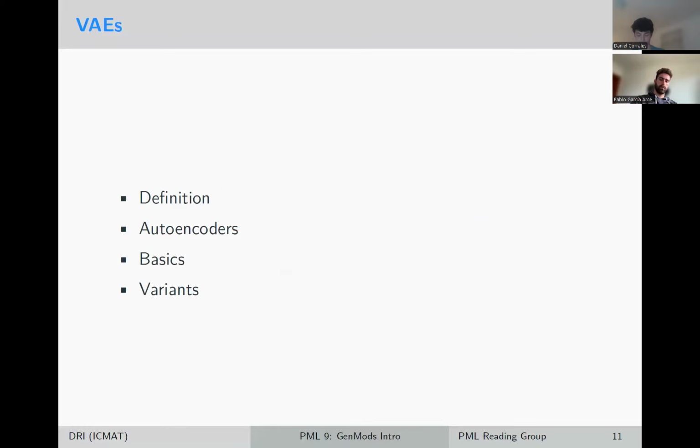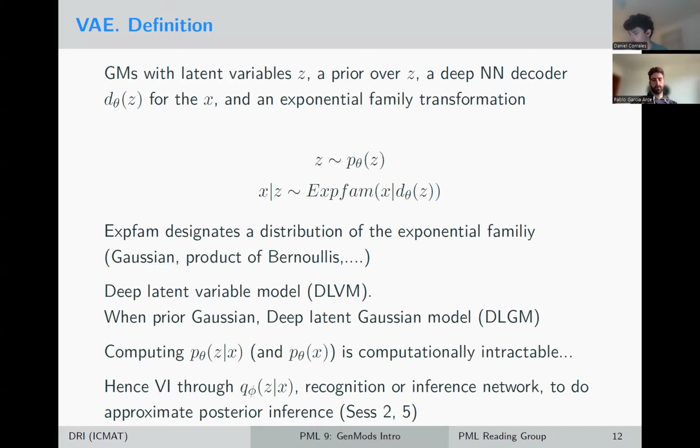So for variational autoencoders, what I'm going to do is define them. Then I'll put them in context with autoencoders, which are a family of neural network models, and are, let's say, the deterministic version of variational autoencoders. I'll give some of the basics, and then I'll mention some variants.